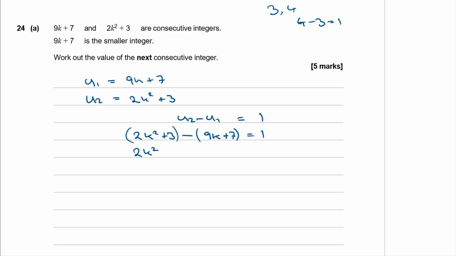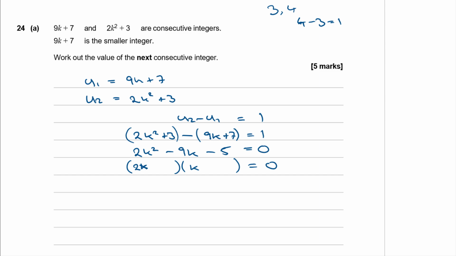I've got minus 9k, and then my numbery part, I've got 3 take away 7, which is minus 4, bring the other one over, is minus 5. So I end up with 2k squared minus 9k minus 5 is equal to 0. So I should now be able to factorize that, hopefully. It's a non-calc paper, don't really want to do the formula. If I could, then that's going to have to be a 2k and a k at the front there.